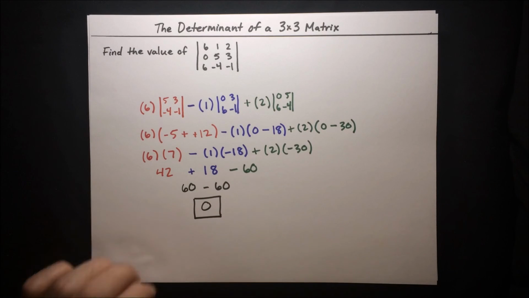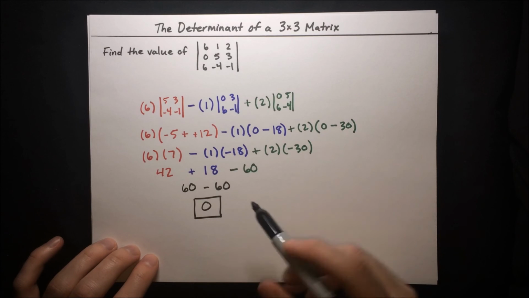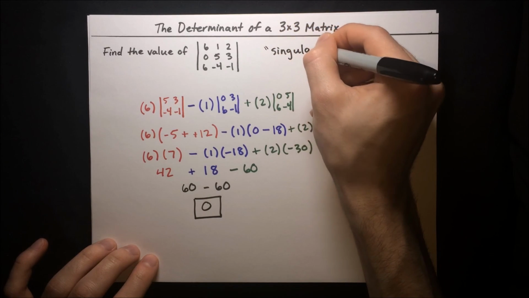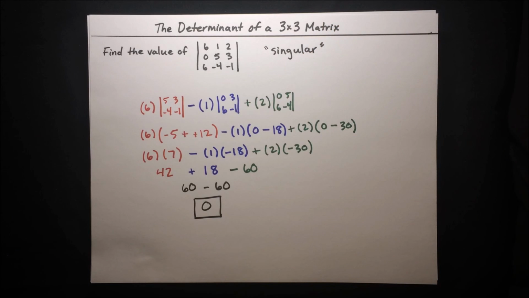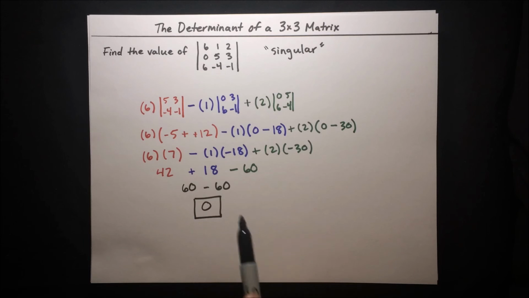The determinant is just 0. And we have a special name for matrices whose determinants are 0. We call them singular. So if you ever hear somebody say, oh, that matrix is a singular matrix, you know they're just saying that the determinant of the matrix is 0.